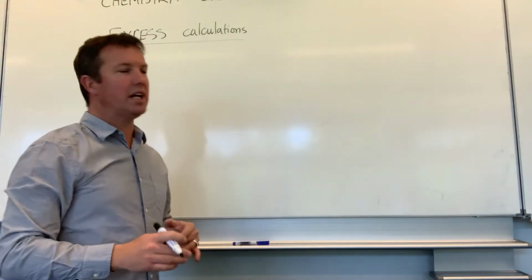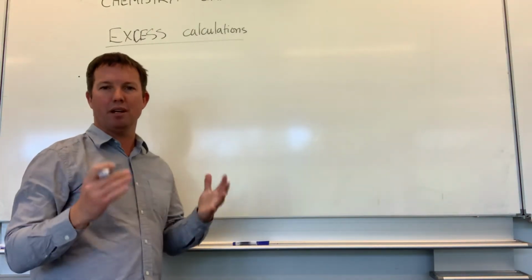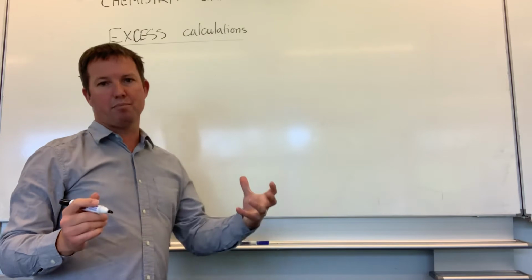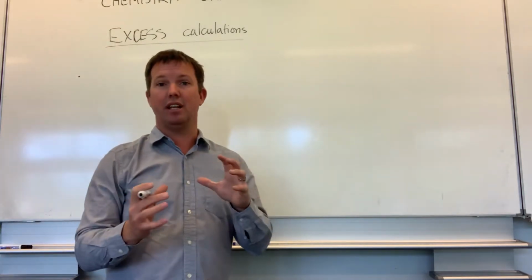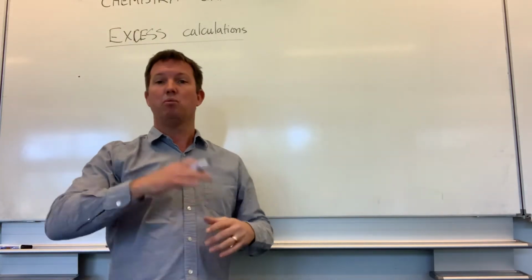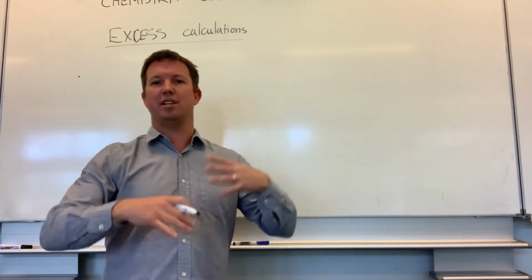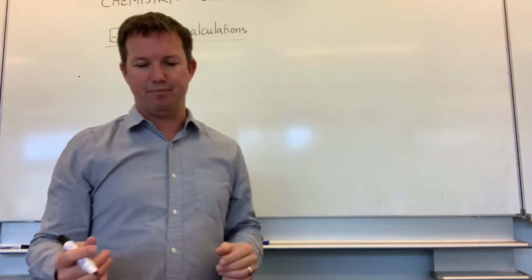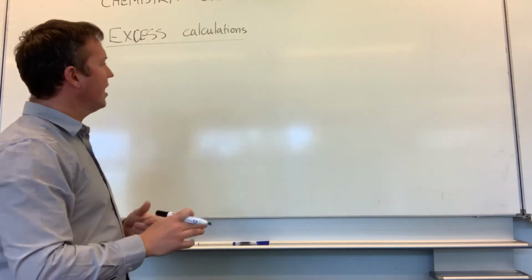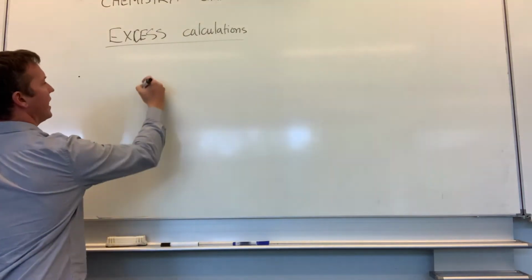Okay, so now we're going to look at what happens when we have a chemical equation where one of the reactants is used up and one of them is in excess. In other words, there's more of it, there's stuff left over. Okay, so if we take a very simple equation.